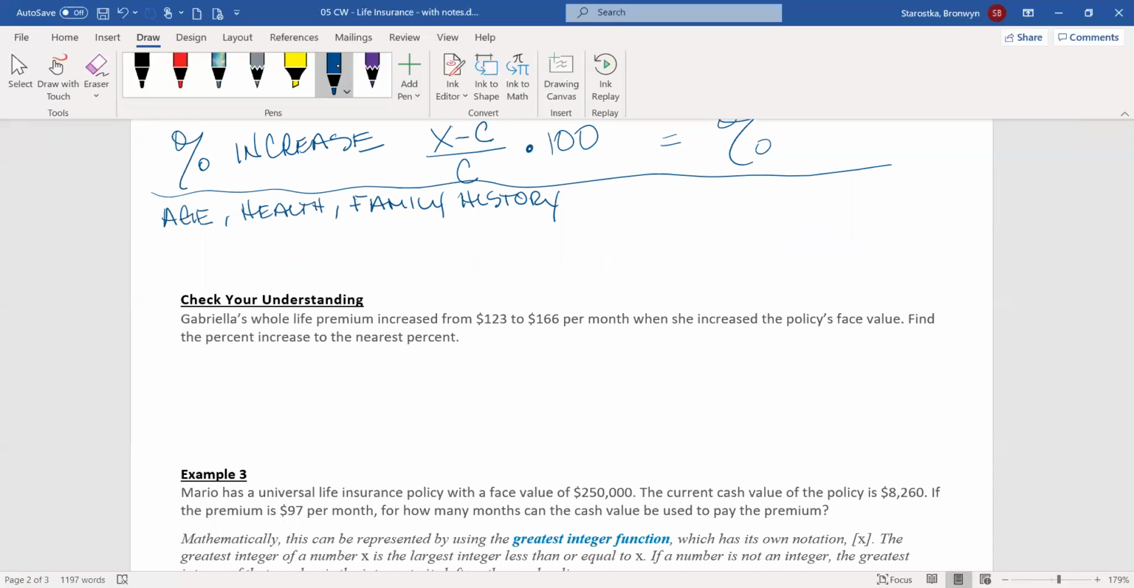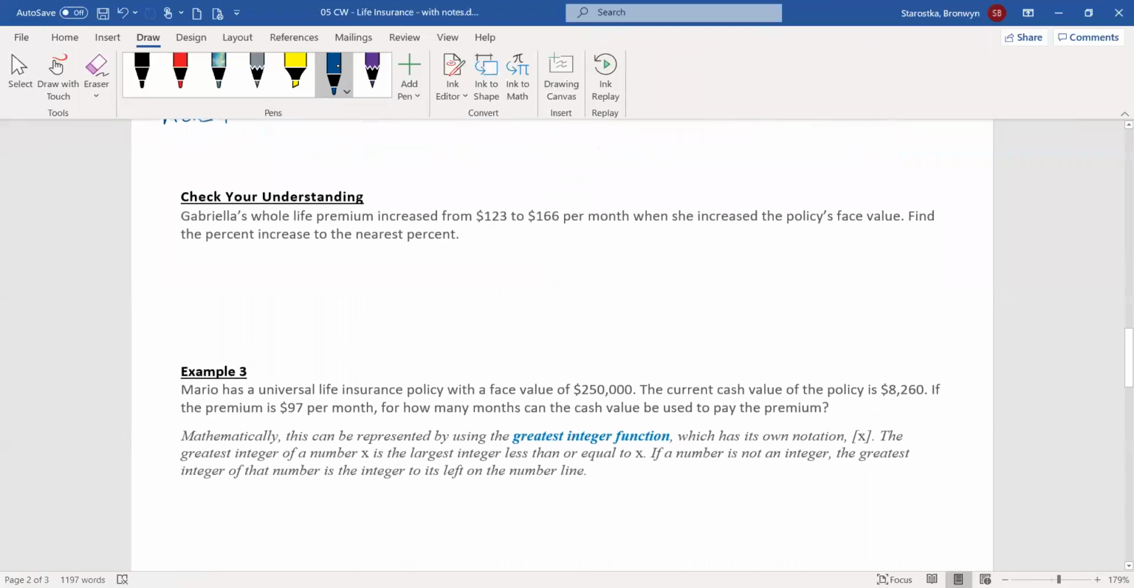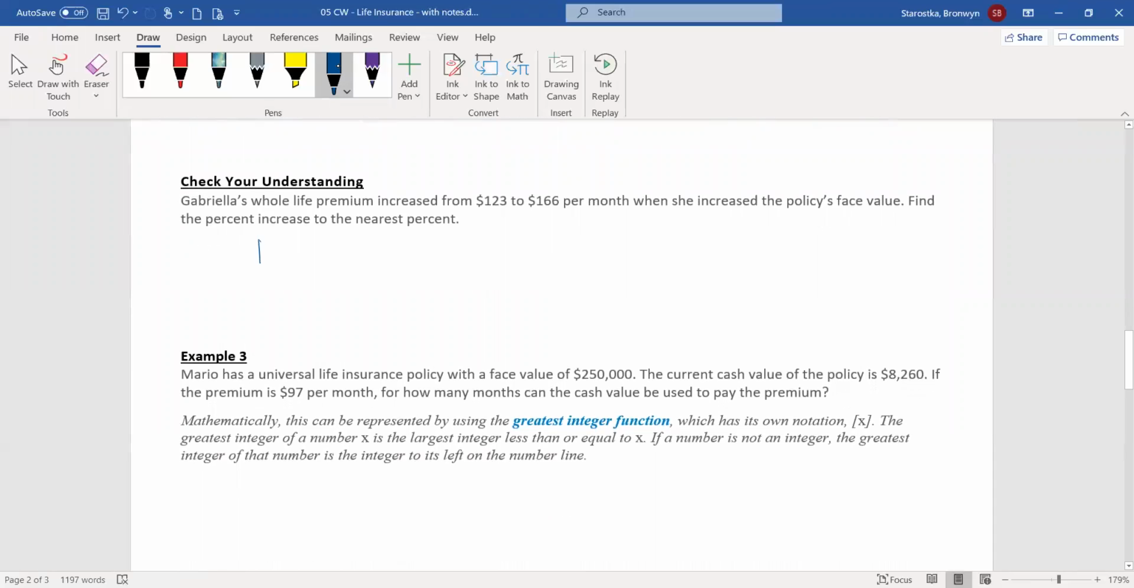Gabriella's whole life premium increased from $123 to $166 per month when she increased the policy's face value. Find the percent increase to the nearest percent. So this is the previous problem, but now with numbers. So we're going to go 166 minus 123 divided by that 123, and it says to the nearest whole percent, so that's going to be 35%.